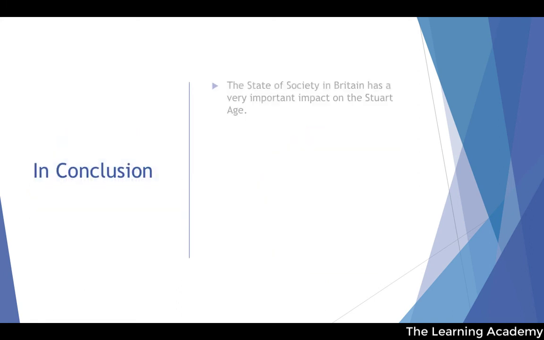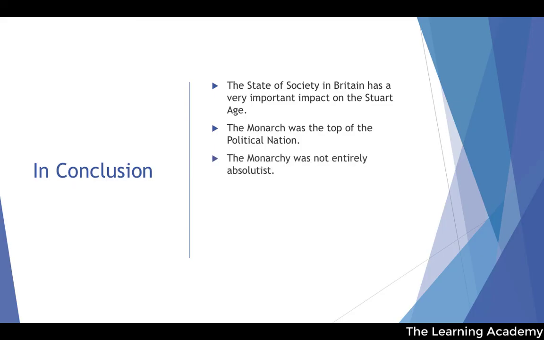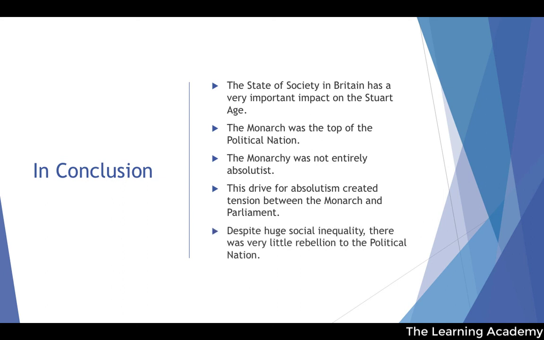So in conclusion from this video, we've had a look at the state of society in Britain and the impact that had on the Stuart age. We looked at the idea of the monarch being the top of this political nation. We looked at the idea of the monarch not being entirely absolutist because of the impact of finance controls through Parliament and other political controls from the rest of the political nation. And we've also looked at this drive for absolutism, creating tension between the monarch and Parliament. And despite the huge social inequalities that existed at the start of the 1600s, there was very little rebellion against the political nation.